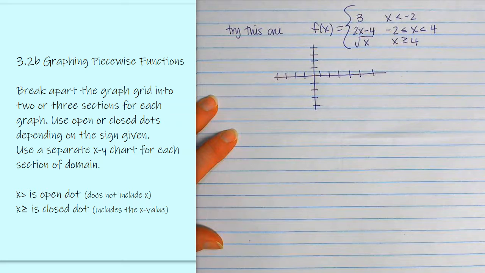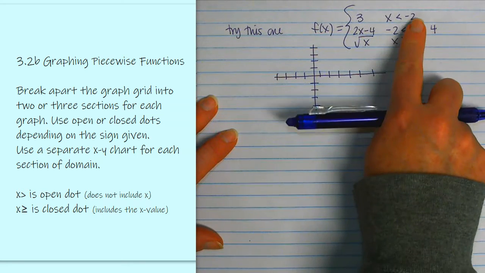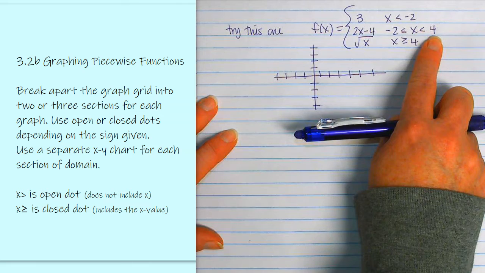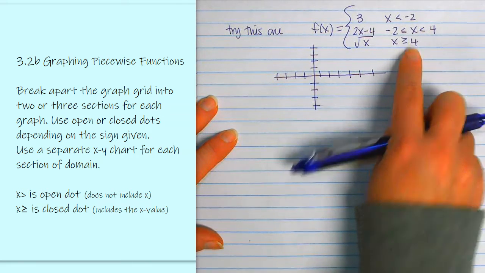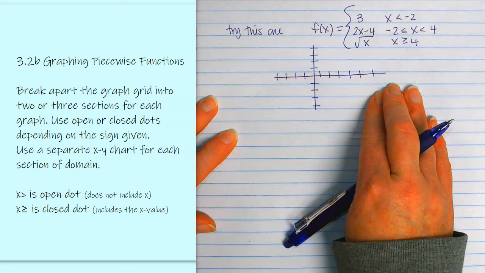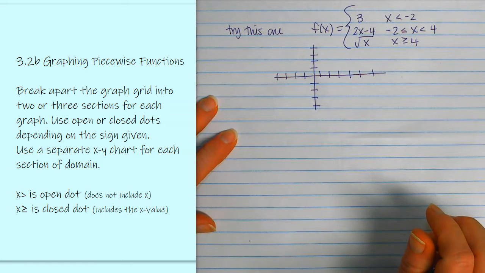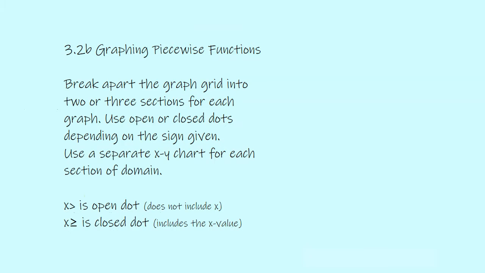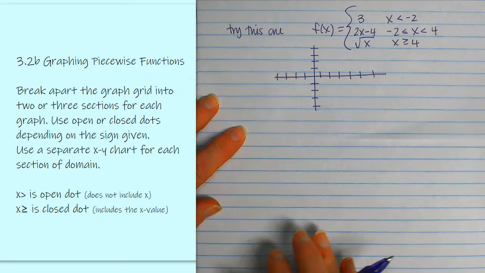So pause and write out each equation with an XY chart and separate your graph into a line at -2 and at 4. So you have 1, 2, 3 pieces. And then graph each piece. And then see what you have. So pause the video and then come back. Okay, I've got 3 pieces.